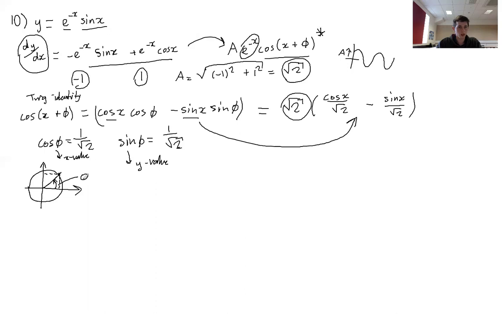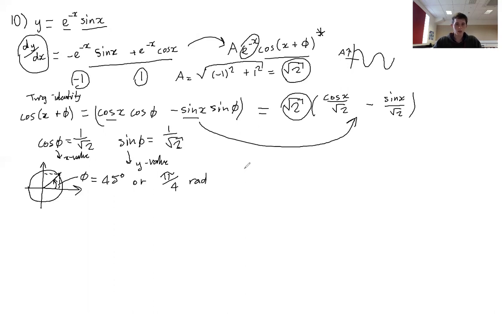And this angle here will be phi. Now because the cosine of phi and the sine of phi both have the same value, this means that phi is going to be equal to 45 degrees, or because in calculus we normally deal with radians, that's going to be pi on 4 radians.